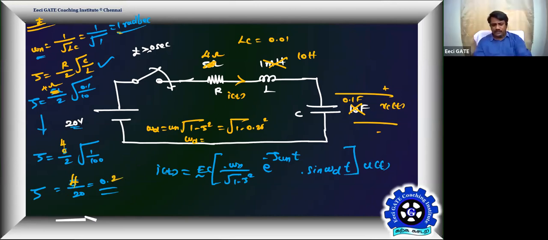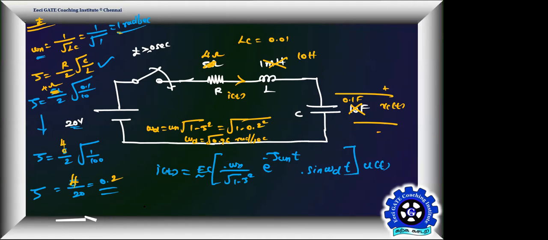If it is 0.2 instead of 0.25, then the square is 0.2 square, which will help. Yes, 0.2 square is 0.04. Then omega d is going to be root of 0.96 radian per second. Getting everyone? Yes. Okay. All of you getting?